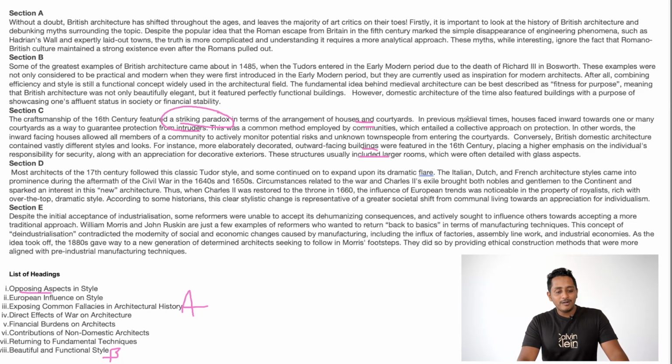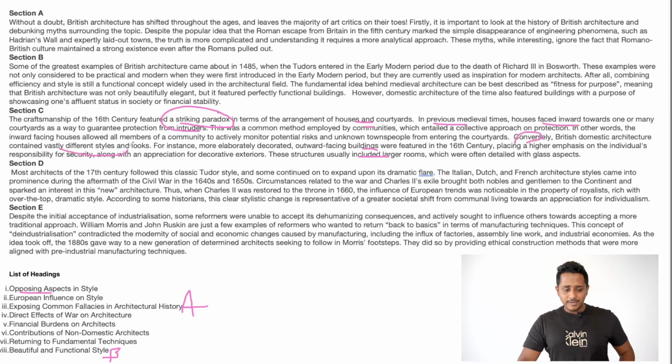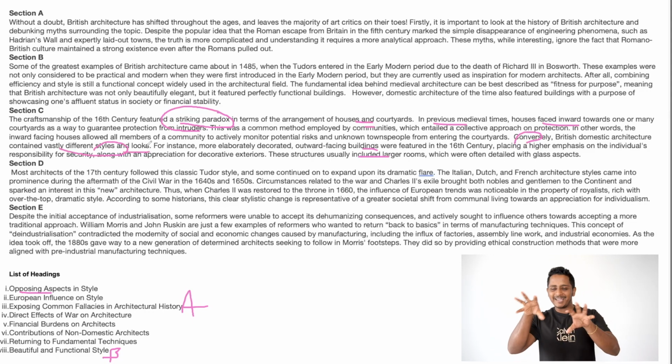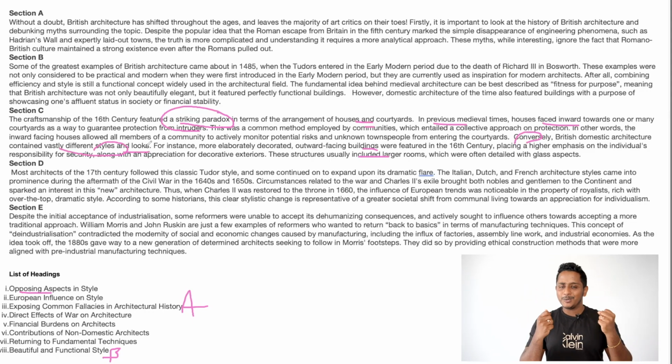Featured a striking paradox. In the previous medieval times, houses faced inwards, and now conversely, opposite in contrast, vastly different styles and looks. I think I am going after these few words which tell me confidently that it's talking about paradox, opposing styles. So this is going to be C. Easy peasy, hope you are getting it.